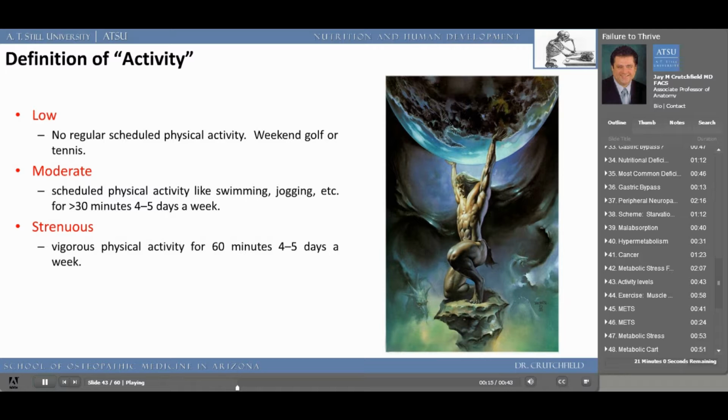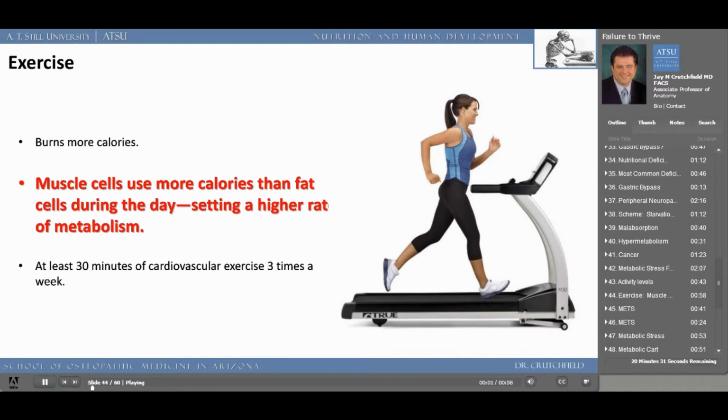On the right, we have a picture of Atlas holding up the world. If you remember anatomically, Atlas is also the first cervical vertebra who holds up the head. So if you have strenuous physical activity, meaning 60 minutes, 4 to 5 days a week, and there are a lot of construction workers who have a lot more than just strenuous activity, these guys can probably eat 3,000 calories a day and never gain a pound. I always thought it was interesting that muscle cells will use more calories than fat cells during the day, setting a higher overall rate of metabolism.